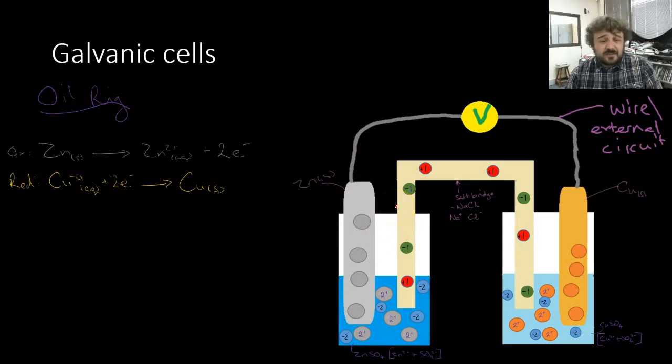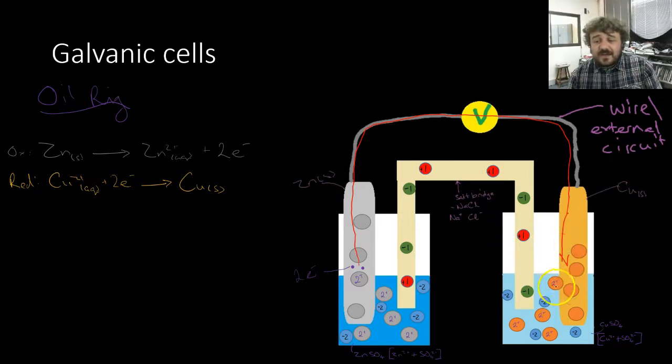Alright, so here's our one I'm going to have a look at as an example. Remember, OIL RIG: oxidation is loss, reduction is gain. Here we have oxidation occurring, and here we have reduction occurring. You see that the copper is being reduced. First things first, the zinc is oxidized, so it loses 2 electrons, and these pass through the wire and into the copper. And this is elemental copper.